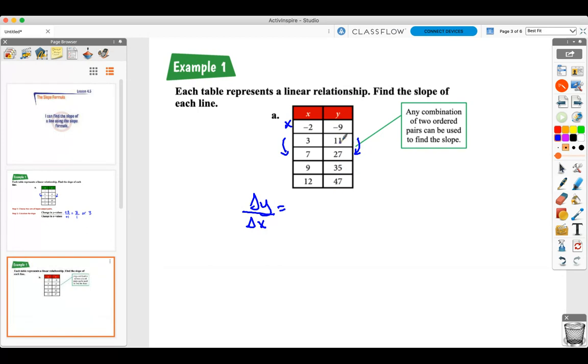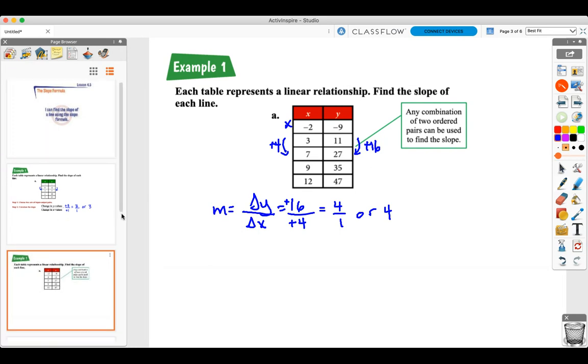So change in y, from 11 to 27, is positive 16. And that does matter, because sometimes it could be negative. Then change in x is increasing by 4, so this is increasing by 4, and this is increasing by 16. So positive 4 over 1, or 4. That's your slope. I generally like to have that m in front, because as you progress in math you'll see that the slope is identified by the variable m.